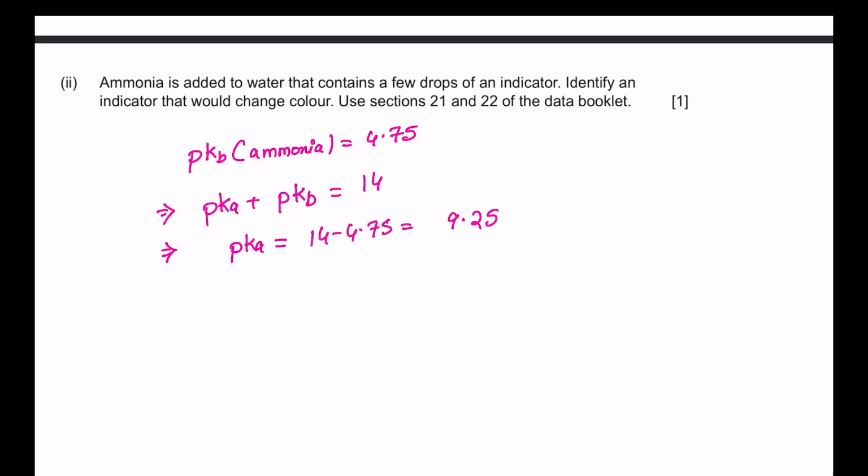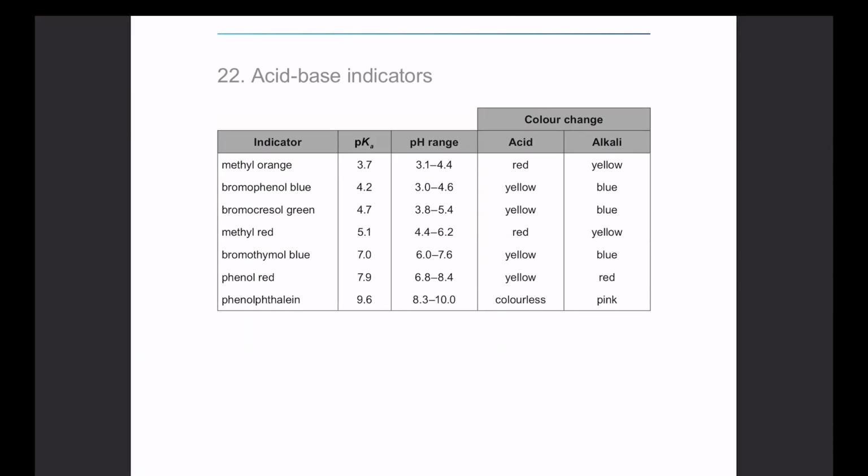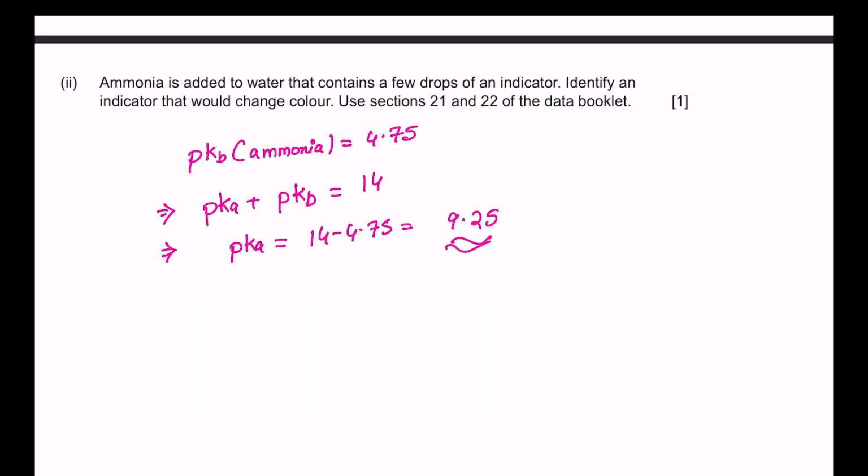So we need to find an indicator from the data booklet, section 22, whose pH range contains the pKa value of 9.25. So if I head over to acid-base indicator, we see that 9.25 will lie in this pH range, right? So we can use phenolphthalein as the indicator. So the answer to this question will be phenolphthalein. Yeah, that's the answer to this part of this question.